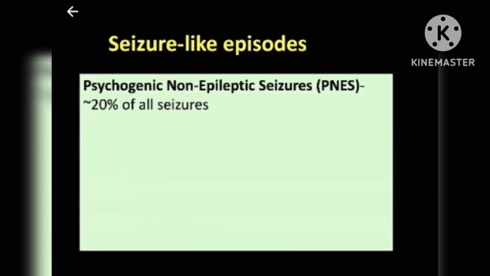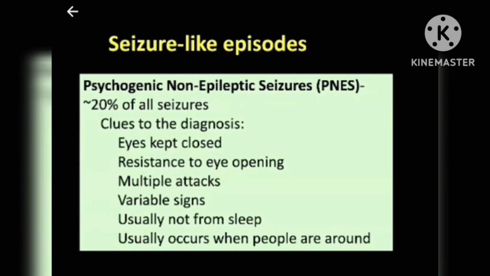And very, very important, about 20% of the patients may not have seizures that arise from the brain or from the other parts of the body, but it could just come from the mind, a disturbed mind. So psychogenic non-epileptic seizures, about 20% of all seizures are. The clues to the diagnosis are very, very important.